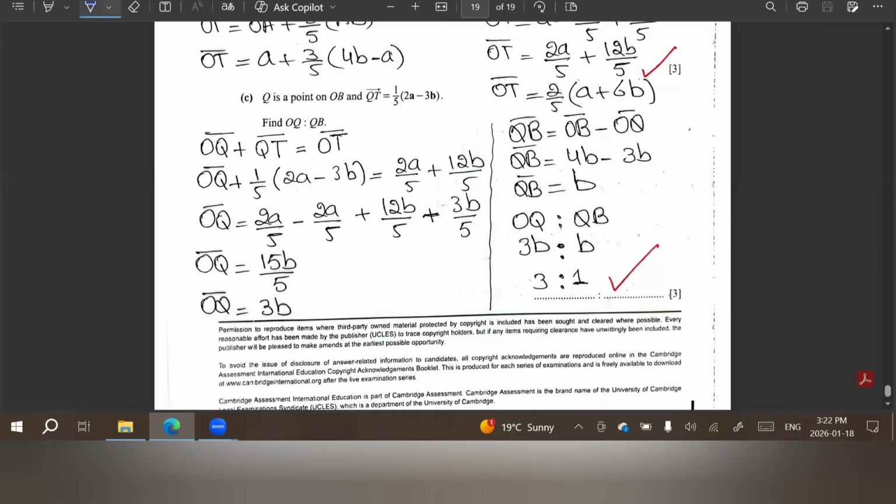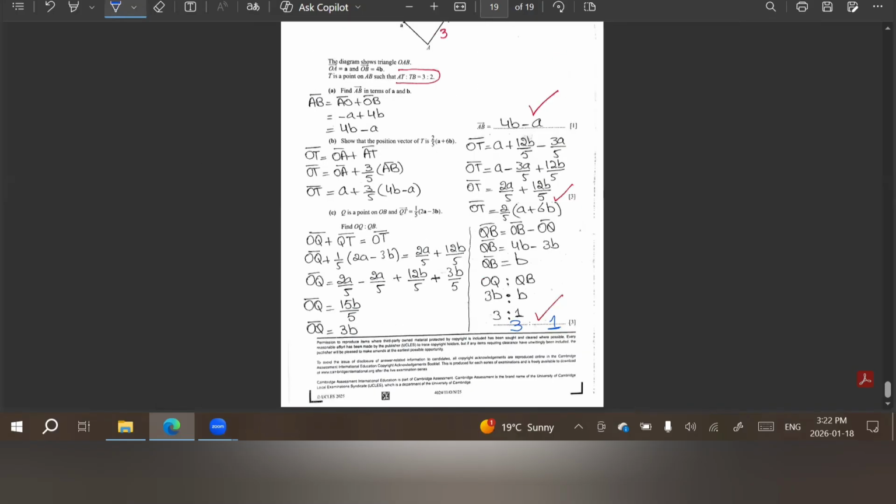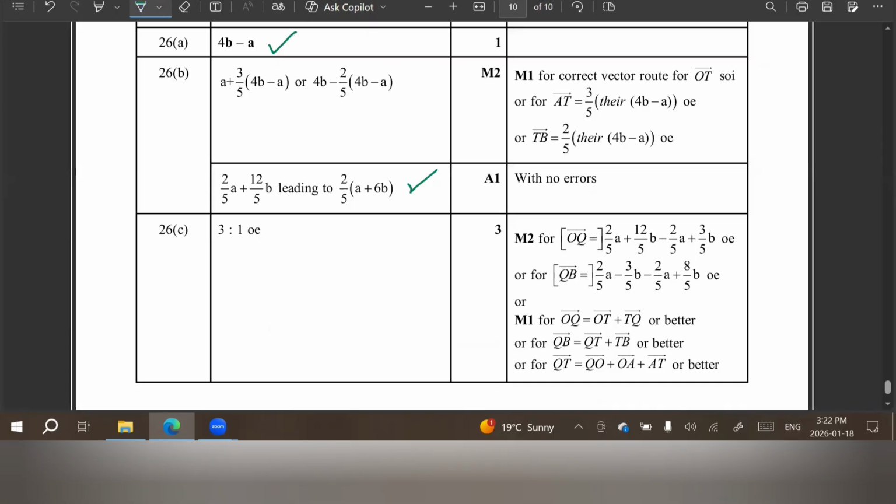So this is how this is done. Let me show you the whole thing. This is a bit of a heavy question, so let's check the marking scheme. The marking scheme says 3 ratio 1. So this is how this is done, sir. We are done with this paper.